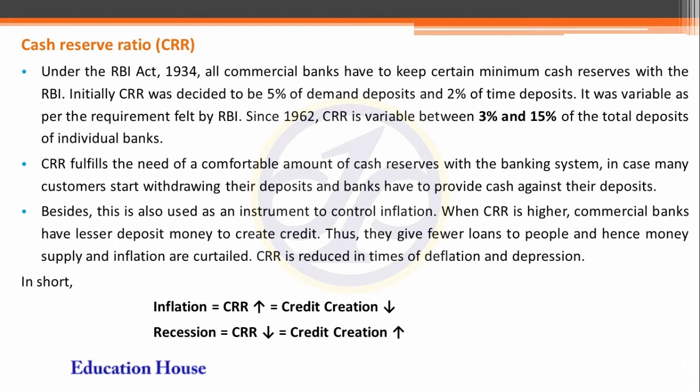Let's see the basic example. When inflation occurs, at that time the Reserve Bank of India controls the supply of money in the market. For that purpose, they raise the CRR, and if the CRR increases, automatically the lending capacity of the bank reduces, so credit creation reduces. And in a recession trend, the Reserve Bank of India reduces the CRR, so banks have to maintain less reserve fund and the lending capacity of banks increases, which encourages higher credit creation. In this way, the cash reserve ratio becomes helpful.